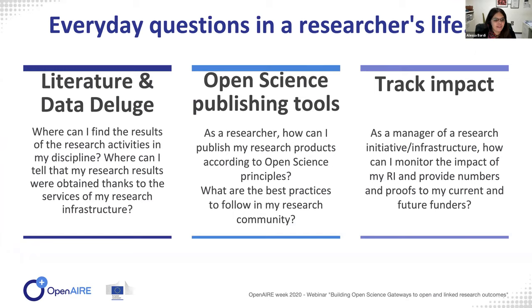It is often very difficult to find, for example, the research activities of a specific discipline, because the research products, the research results, publications, datasets, software, and all other types of research products produced by researchers are scattered across many different repositories, archives, and data centers, and it's not easy to find out where to go to find them. And also, if I'm a researcher using a research infrastructure, a digital infrastructure, where can I find the results that have been produced thanks to services that my research infrastructure offers to its researchers? How can I know if others are using this digital service to analyze this kind of data, for example?